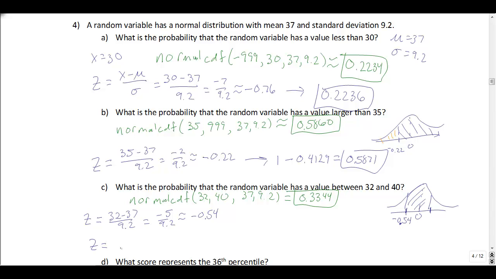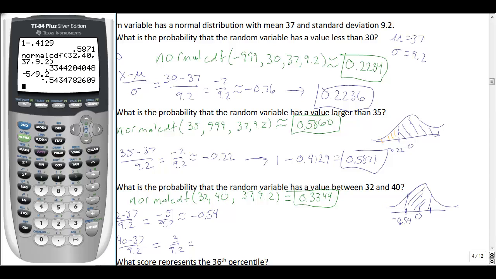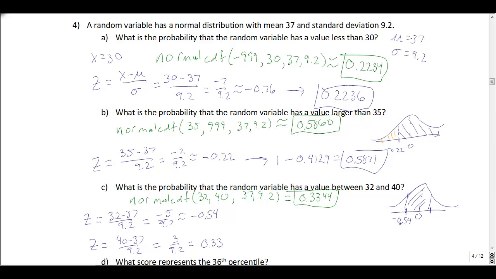And my other z is the 40 minus 37 over 9.2. That's 3 over 9.2, something like a third about. And I get 0.33 it would round to, and again I only want 2 digits of precision because that's all my table has. So what I'm going to do now is do 2 parts here. First part, I'm going to get this orange, up to the 0.33, and then I'm going to subtract off this pink part that's to the left of negative 0.54.